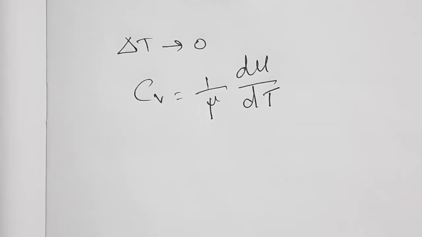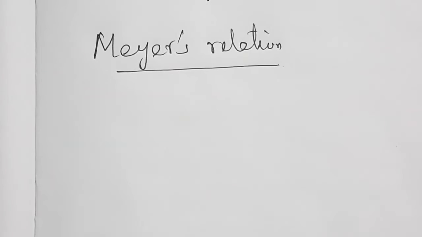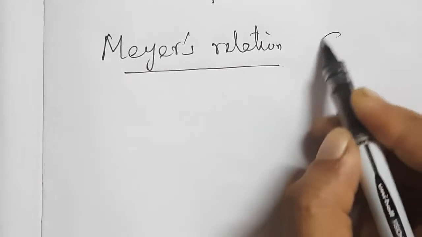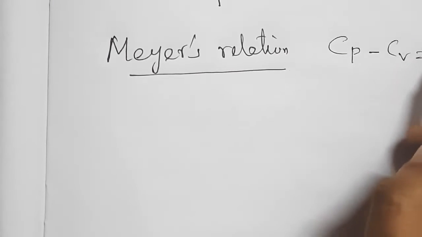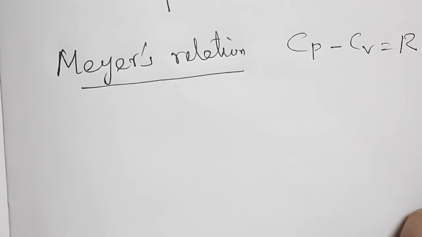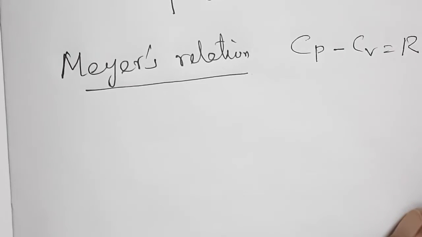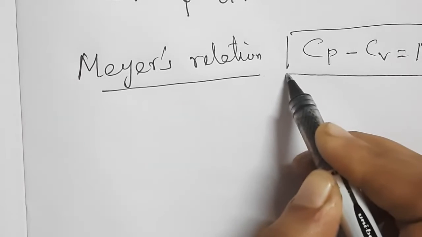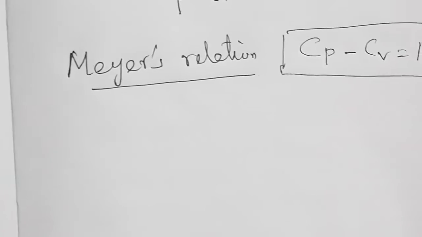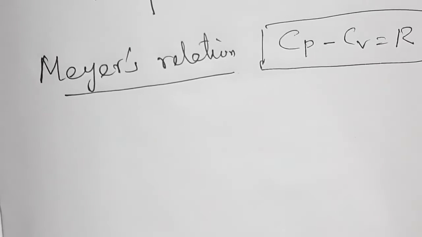Now let's move on to an important question: Meyer's relation. Actually, the Meyer's relation is Cp minus Cv is equal to R. This we are going to prove. Cp minus Cv is equal to R.